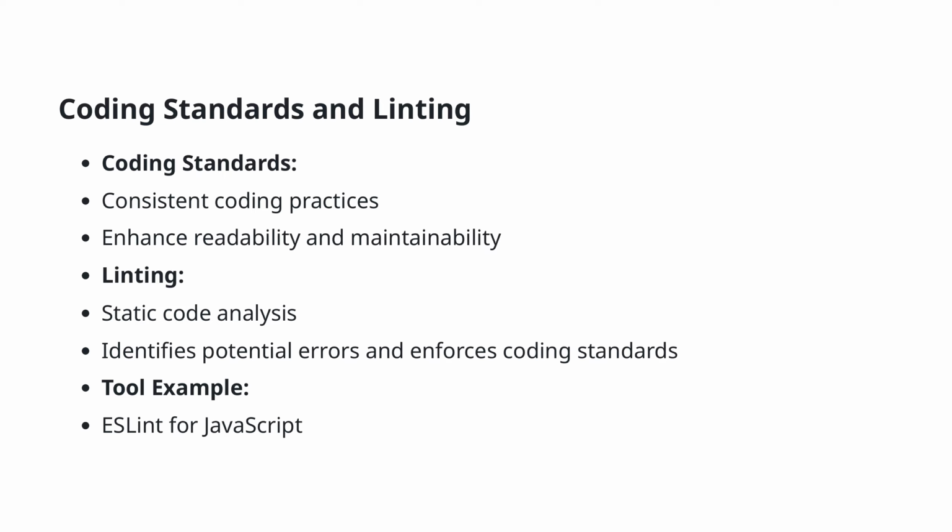For instance, ESLint is a popular linting tool for JavaScript that ensures your code adheres to defined coding standards and catches syntax errors early on. By integrating tools like ESLint into your workflow, you can automatically detect and resolve issues before they make their way into production, ensuring higher quality code and a more efficient development process.